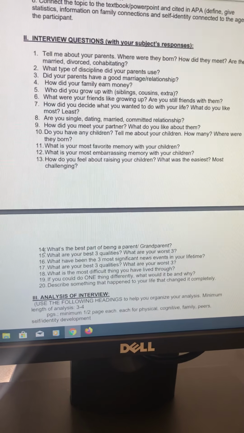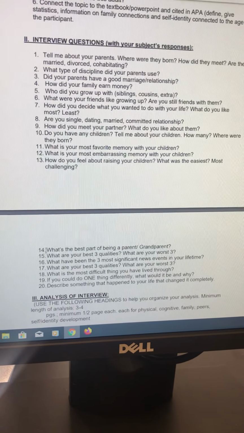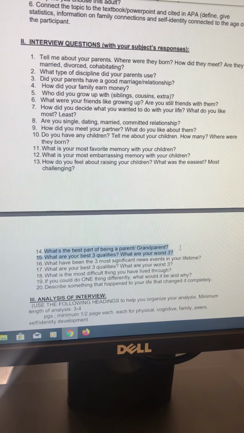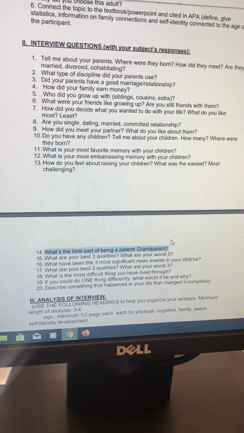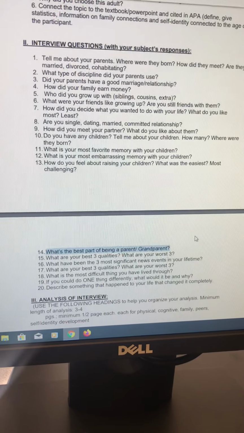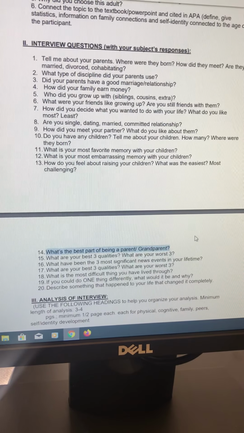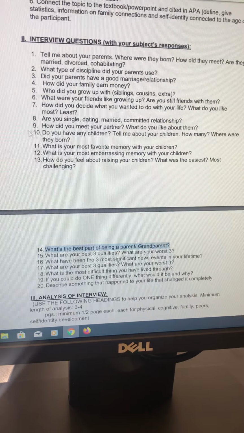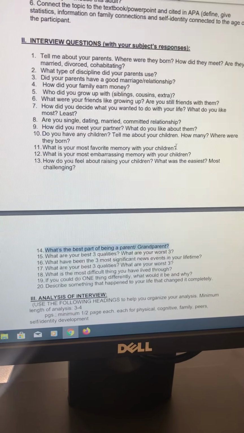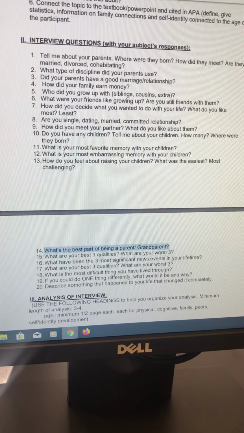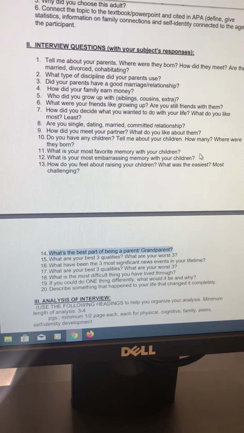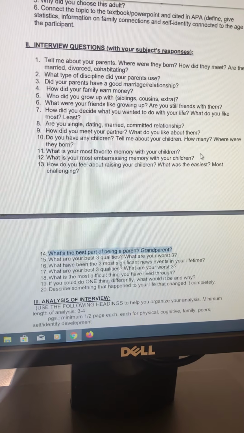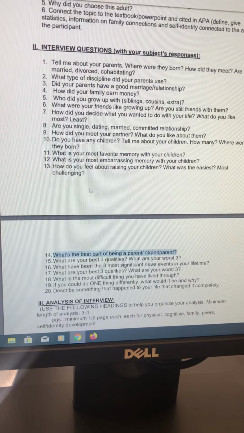One that they might know: what's the best part about being a parent or grandparent? Maybe they're not a parent or grandparent, so you wouldn't ask them that question. I hope that makes a little more sense. It has to abide to them. What's your favorite memory with your children? If they don't have children, they're not going to have that, so you can reword the question and say, what's your favorite memory as a child? Put it back to them. You can ask things like that.